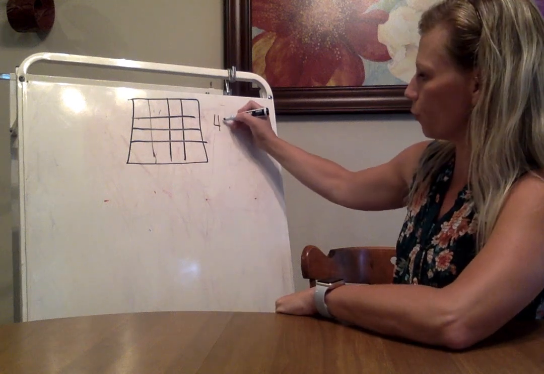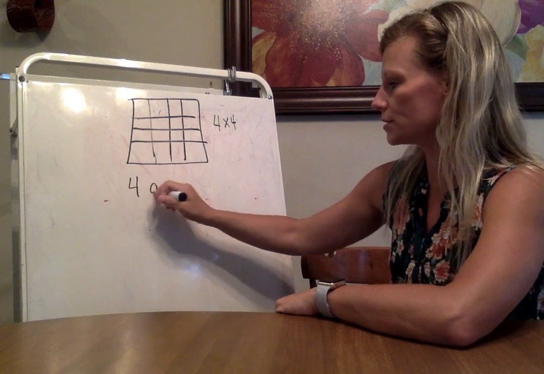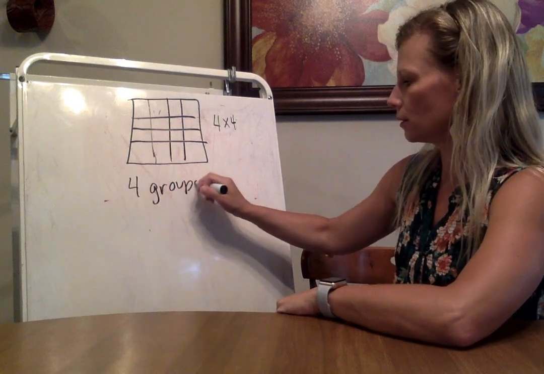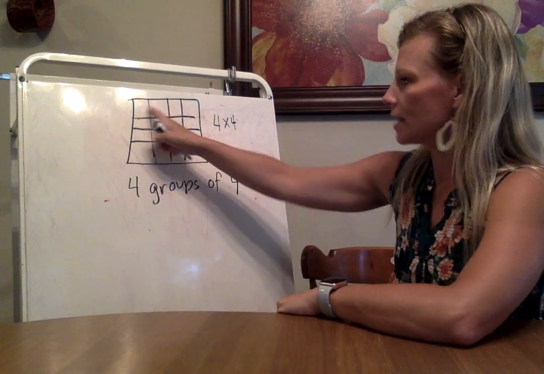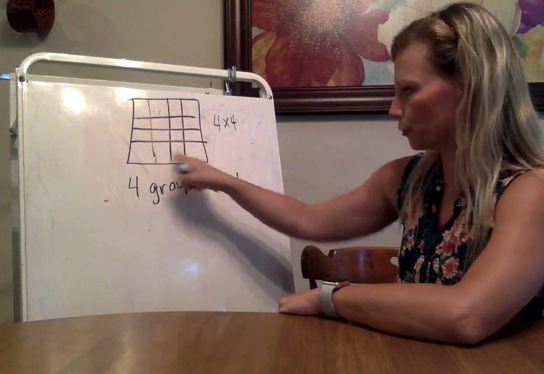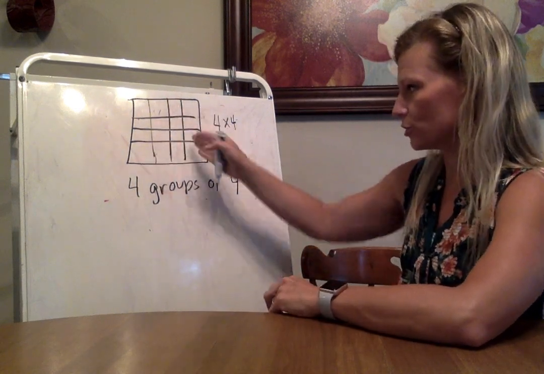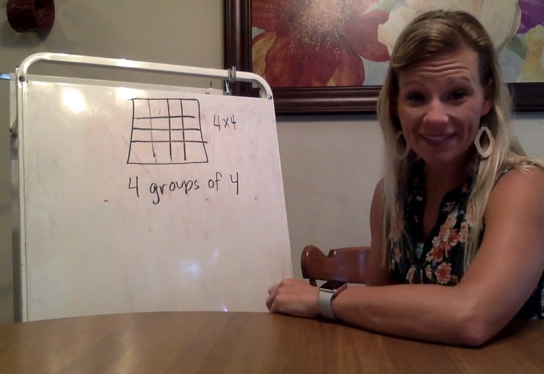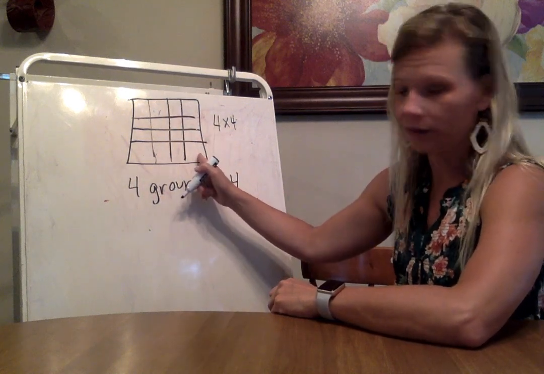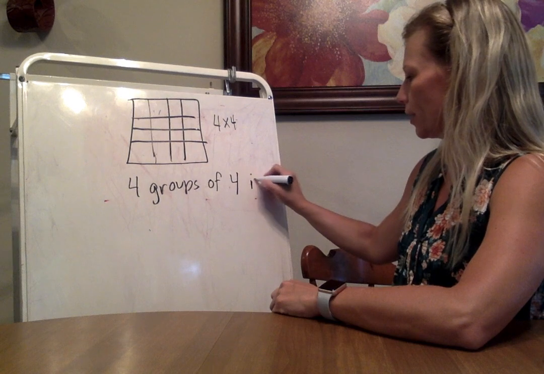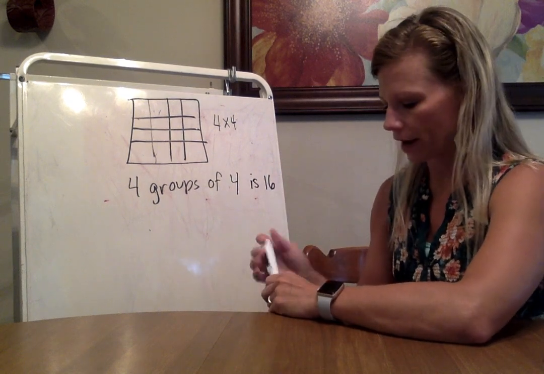So this is called a 4 by 4, or 4 groups of 4, right? Because that's a group of 4, group of 4, group of 4, group of 4. And if you turn it the other way, those are also groups of 4. So 4 groups of 4. When I add that together, 4 and 4 is 8. 4 and 4 is 8 more. So altogether, 4 groups of 4 is 16. That's another way to look at it, right?